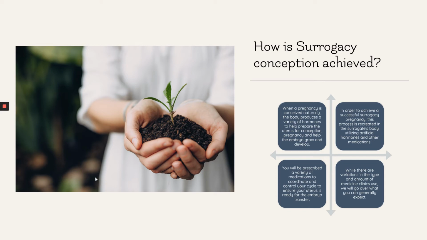In order to achieve a successful surrogacy pregnancy, this process is recreated in the surrogate's body utilizing artificial hormones and other medications, which we'll go over in a little bit. You'll be prescribed a variety of medications to coordinate and control your cycle and ensure your uterus is ready for the embryo transfer. While there are variations in the type and amount of medicine clinics use, we will go over what you can generally expect.